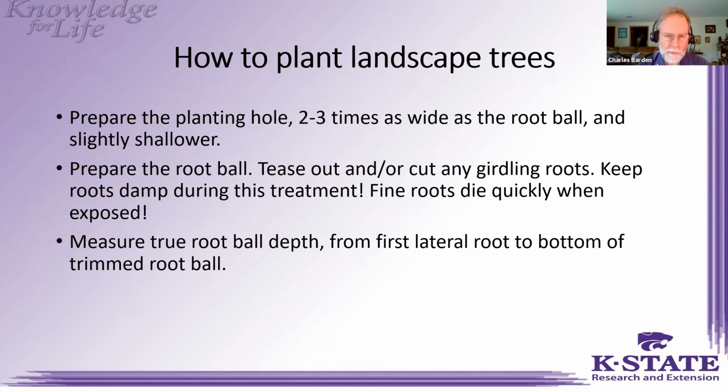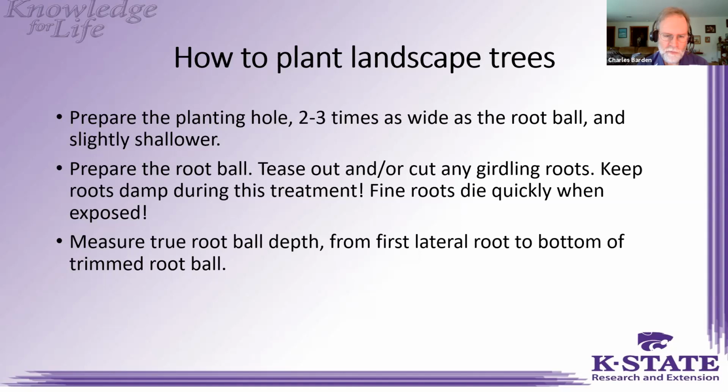You need to prepare the root ball by teasing out or cutting any girdling roots. Girdling roots are ones that circle around the edge of the pot while it was growing in the pot. Try to keep the roots damp during this treatment because fine roots will die very quickly when exposed to the sun and wind and air. And so I keep a jug of water right there and I wet down the root ball as I'm doing this teasing out, this pulling out of the slender roots or the cutting of any girdling roots.